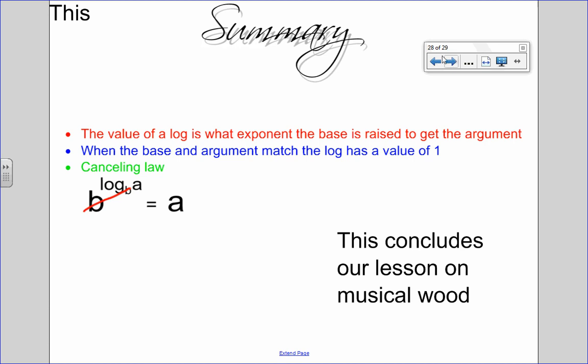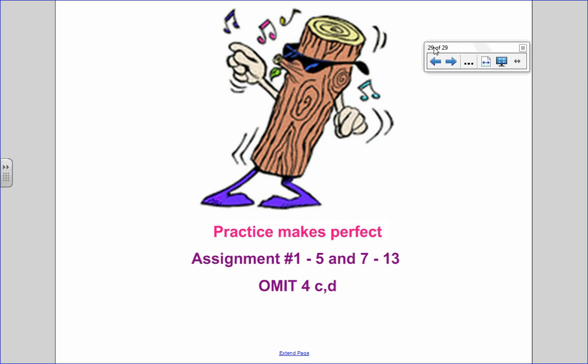Why would I say this is musical wood? Because logs have rhythm. So I want you guys to work on your assignment. Please make note of the omitted questions for C and D. Hope this lesson helped, and I'll see you for the next one, 5.4.